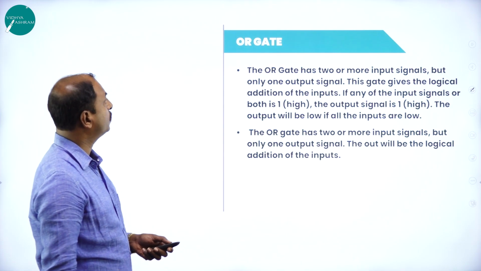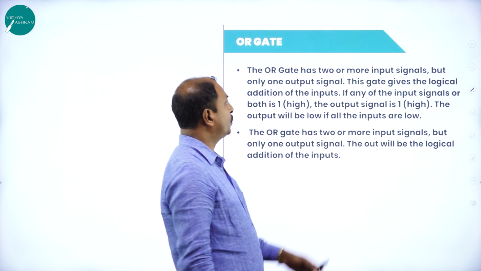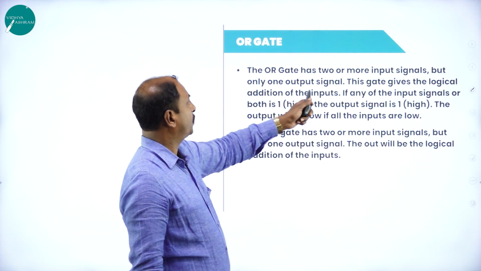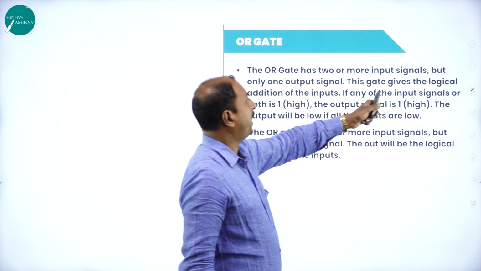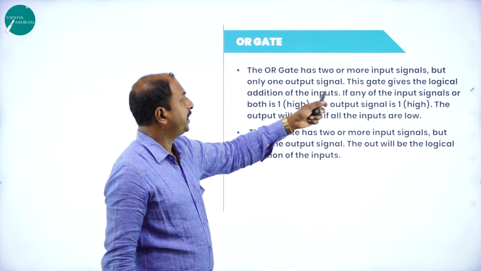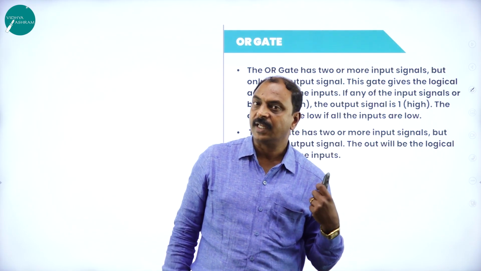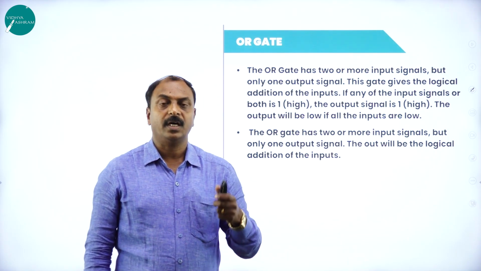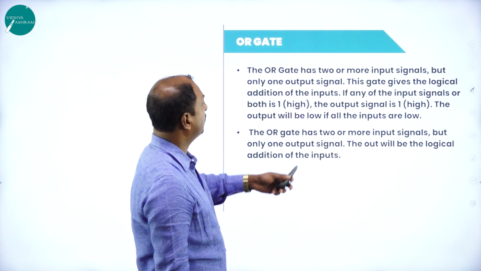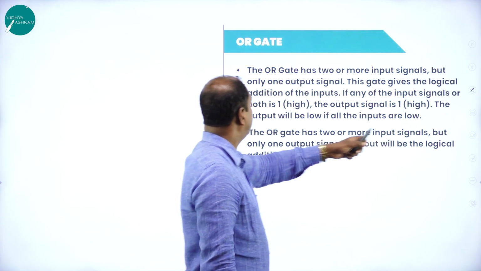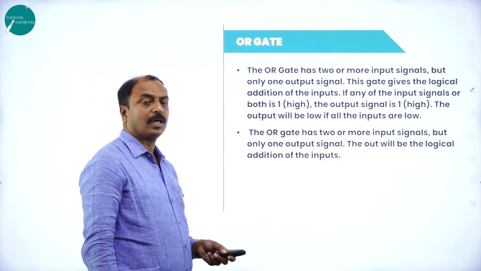Now let us move on to one more gate. This is the OR gate. This OR gate has two or more input signals but always produces one output signal. This gate gives the logical addition of the input. Logical addition, as we have seen in our previous slides, that is the OR operator or OR operation, the logical addition operation. That holds good here. So here, if any of the input is high, output is high. That is the definition of the OR gate or OR operation.